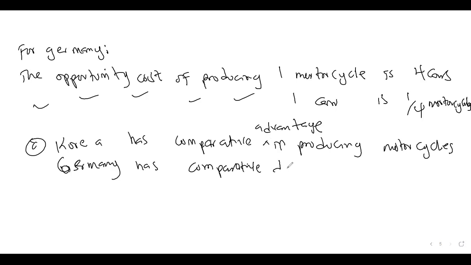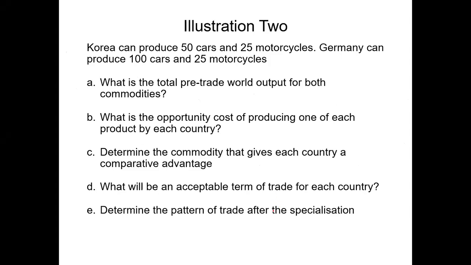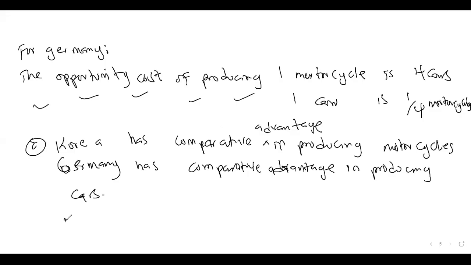So Germany has comparative advantage in producing cars. Okay, so that is it. We have comparative advantage in producing cars. Now, the next one asks: what would be the acceptable terms of trade for each country? Acceptable terms of trade, okay?